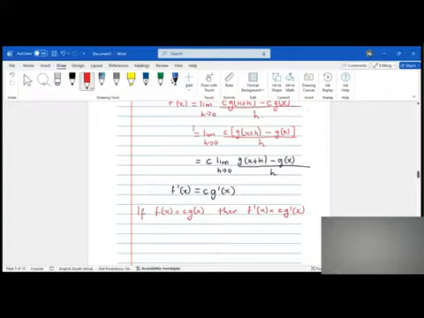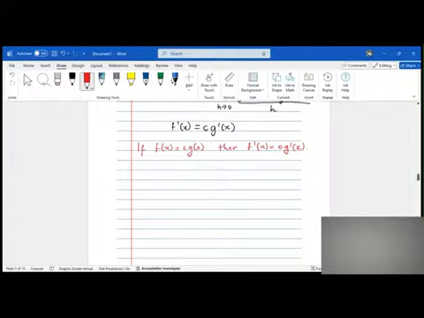The last proof for the day is the power rule for all polynomial functions or all power functions. Okay, let me just remove this.